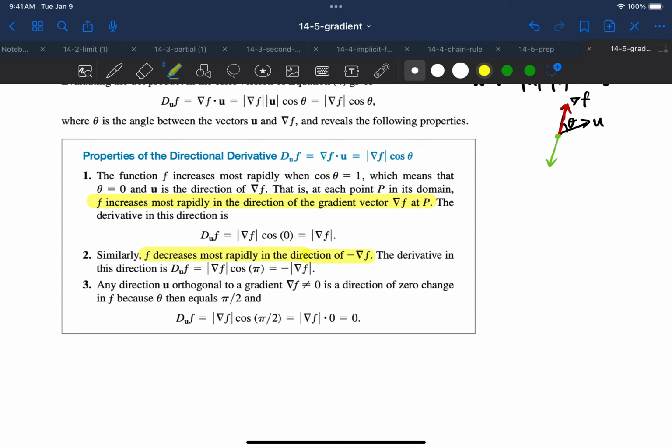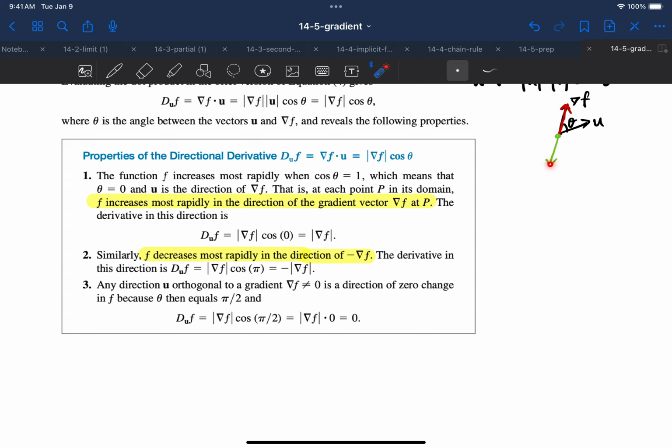Now another question. Now you are hiking and you don't want to climb up the hill or down the hill. You just want to go along a trail which is flat in the middle of the hill. Then which direction should you go? We already know that if you go in this direction, you increase the height.